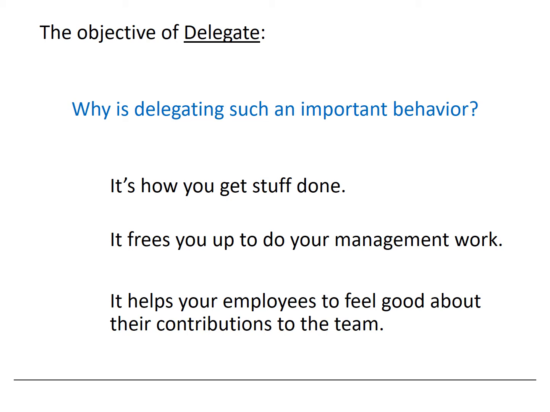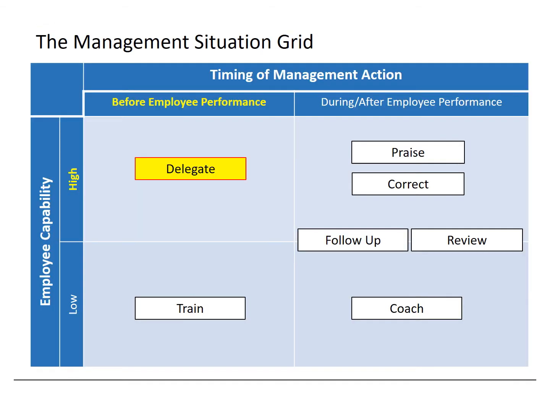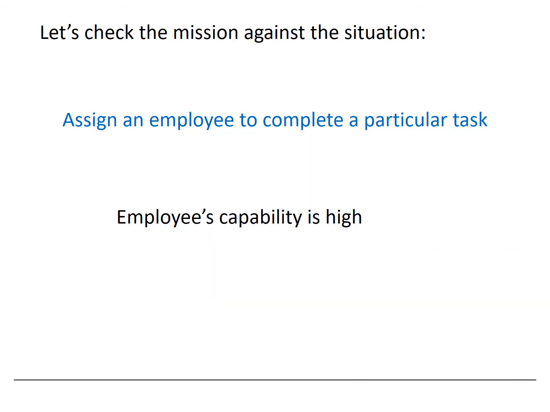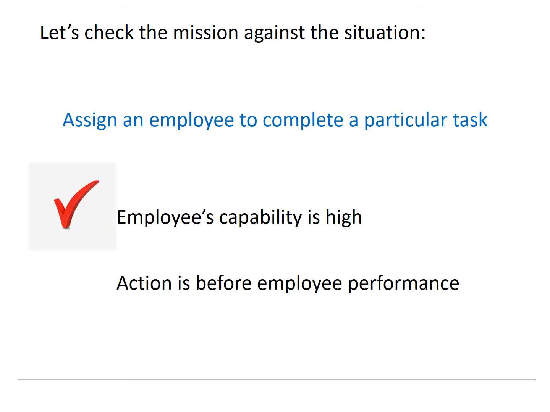Now let's check the mission against the variables in the Management Situation Grid just to be sure we fully understand the situation. The top left quadrant is when employee capability is high and timing of the management action is before employee performance. That makes sense, right? You only want to assign responsibility for a task to an employee who is actually capable of doing the task, right? And of course, the action is before employee performance because the point of delegating the task is to actually ask the employee to perform the task. So that checks out as well.